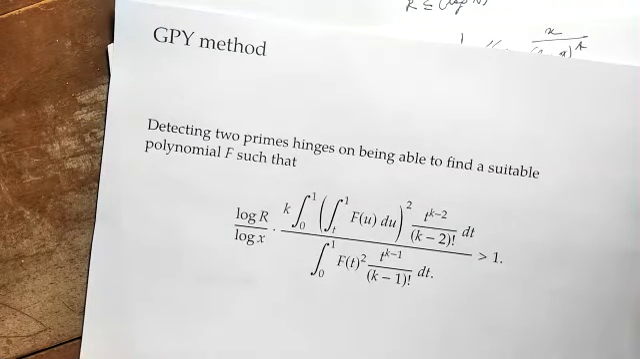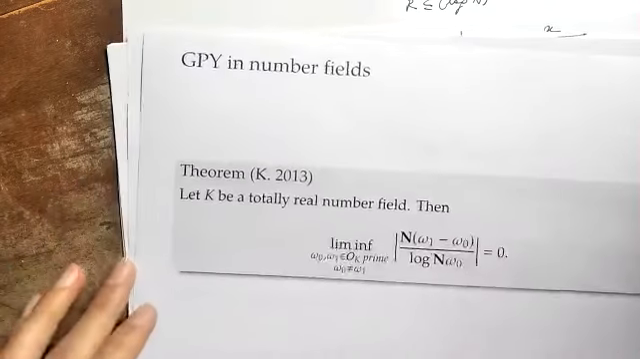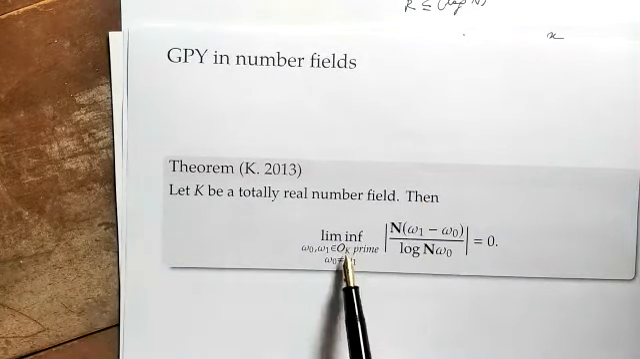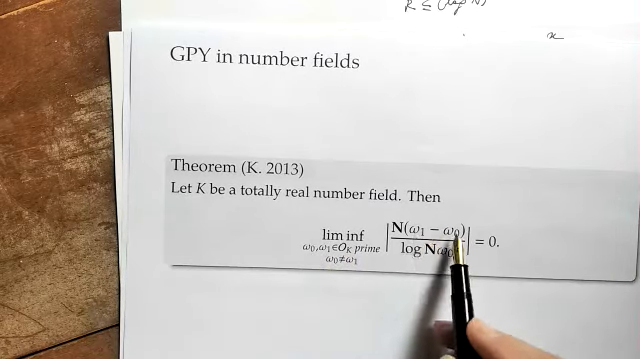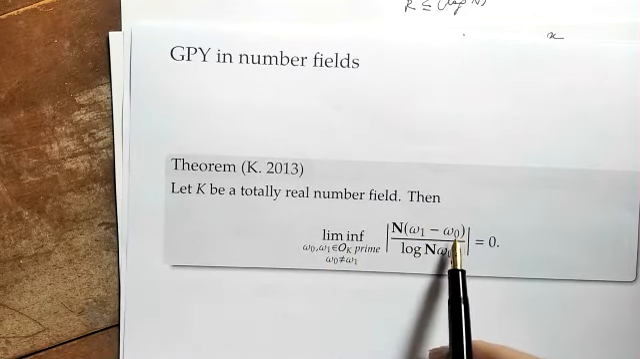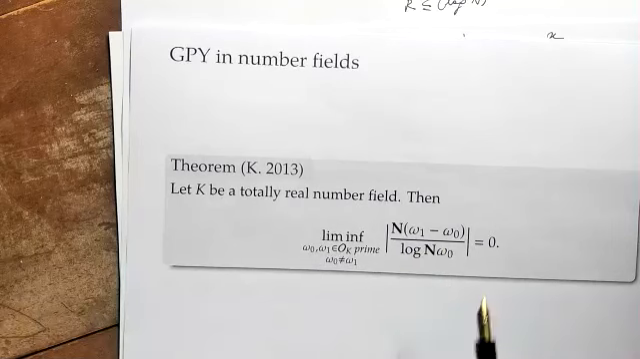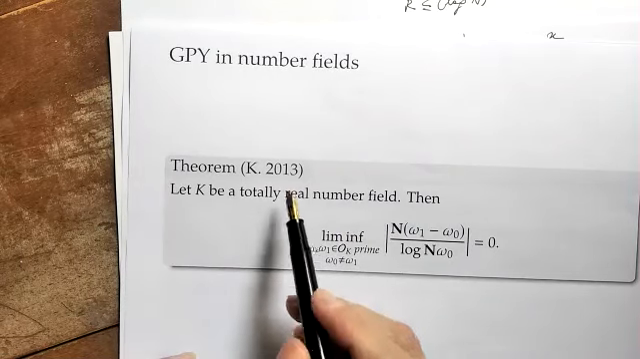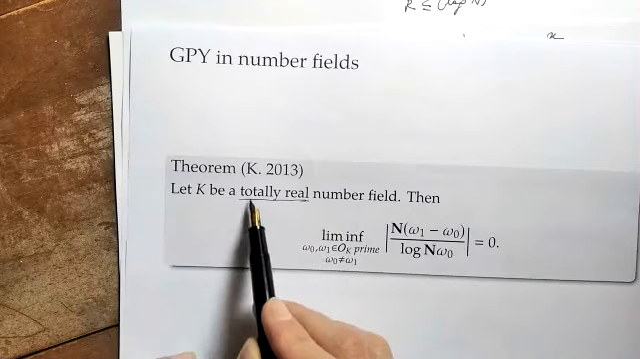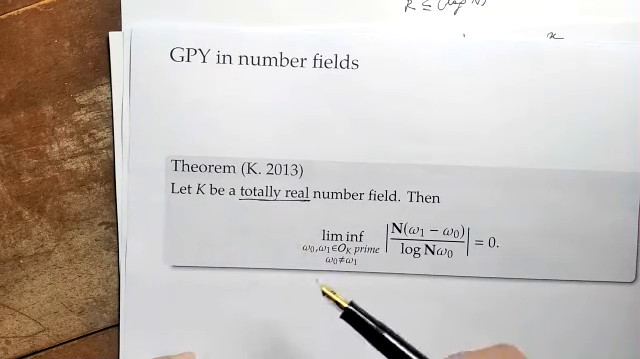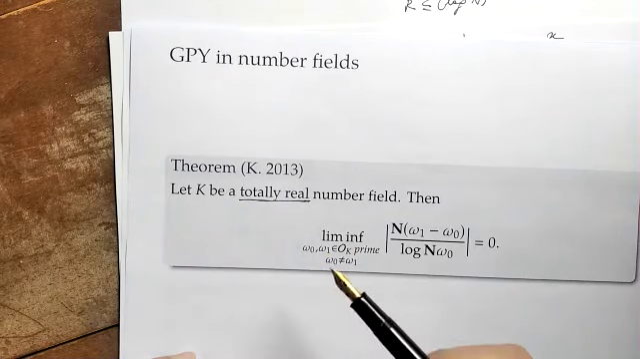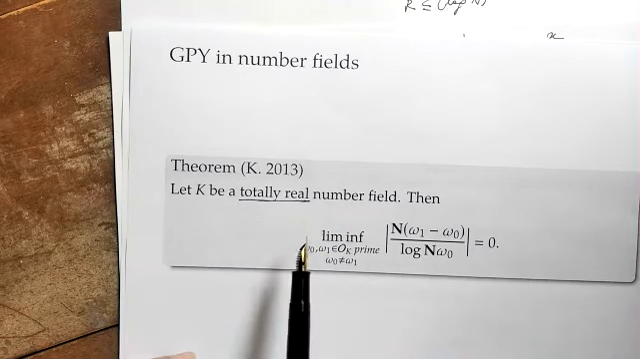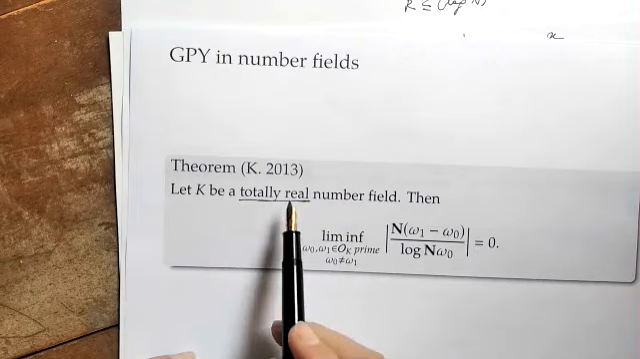Around that time, I applied this to number fields. So this was a theorem I proved. In a totally real number field, O_K is the ring of integers of the number field. So if the norms of the differences of two prime elements divided by log of the norm of 1, so it's the perfect analog of it. This was required because the analog of the Bombieri-Vinogradov theorem for number fields loses strength with the number of complex embeddings. Therefore, to actually have level of distribution 1/2, you have to be totally real. Therefore, this was required for this result.